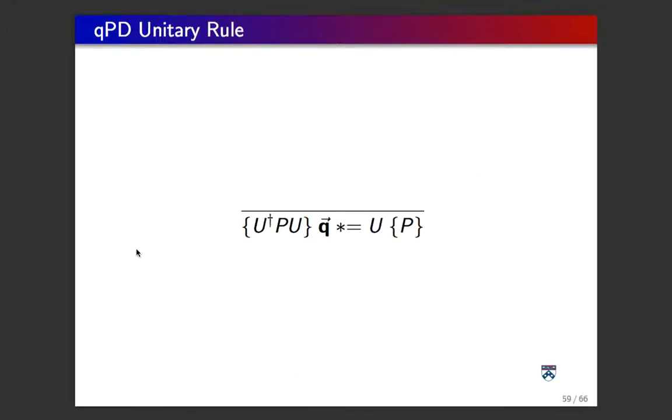So what is our unitary rule? It looks a lot like what you just saw in Ying's QHL paper. In fact, it looks almost identical. But in this case, we've got a certain advantage here.